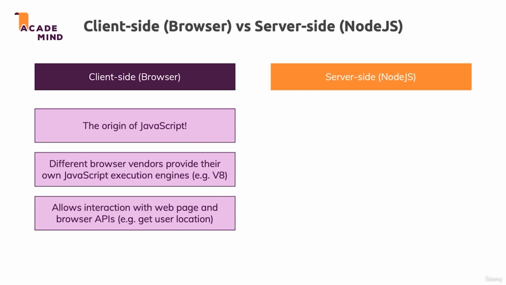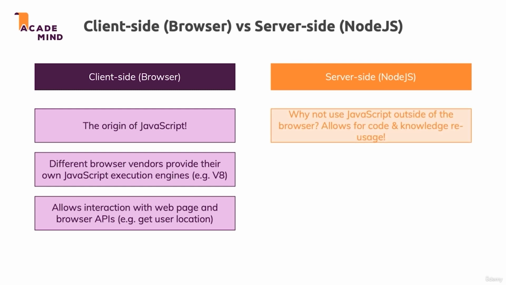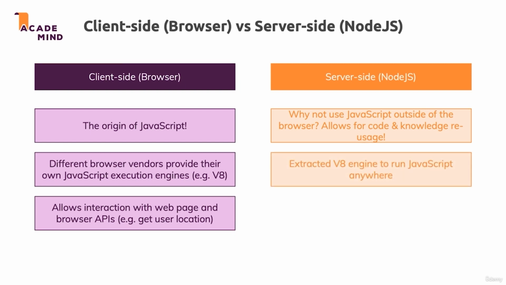You can manipulate the loaded web page. You can also use certain browser features, so-called APIs, for example, to get the user location. On the server side, the idea was to extract the engine out of the browser and allow you to run it outside of the browser, so that you can reuse your JavaScript knowledge, but now use JavaScript for different tasks. And you can now run JavaScript anywhere with Node.js, for example, on a server side.